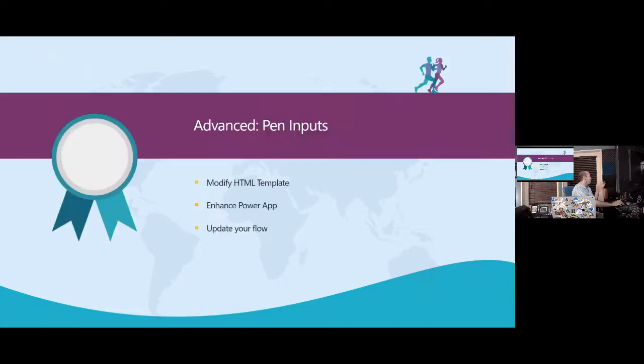Now I want to show you some actual demo. Pen inputs. A lot of people like having signatures on their Power Apps. That's one of the benefits to using that over forms or something like that. So to do that, we're just going to slightly modify that HTML template that I showed you earlier. We're going to slightly modify the Power App, which I've already done, so you've already seen it, but I'm going to show you what we did to it. And then we're going to, again, slightly modify our flows, just a couple more actions.